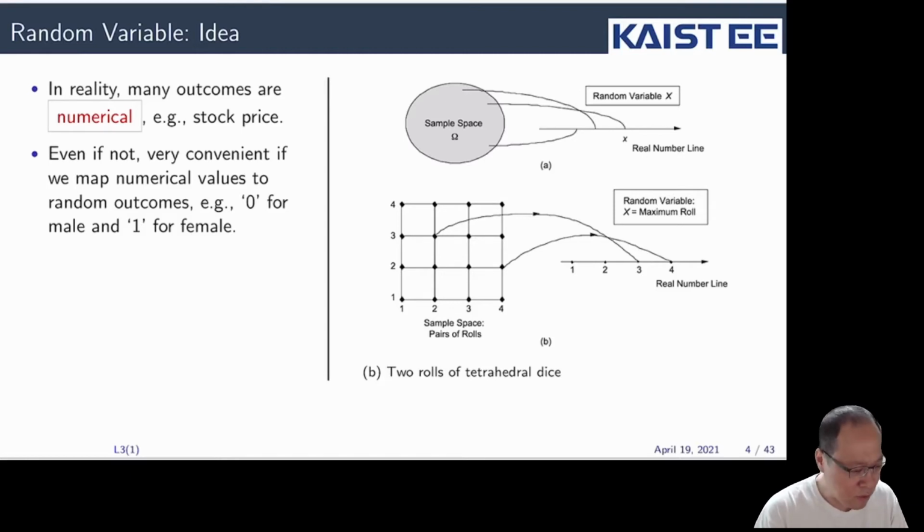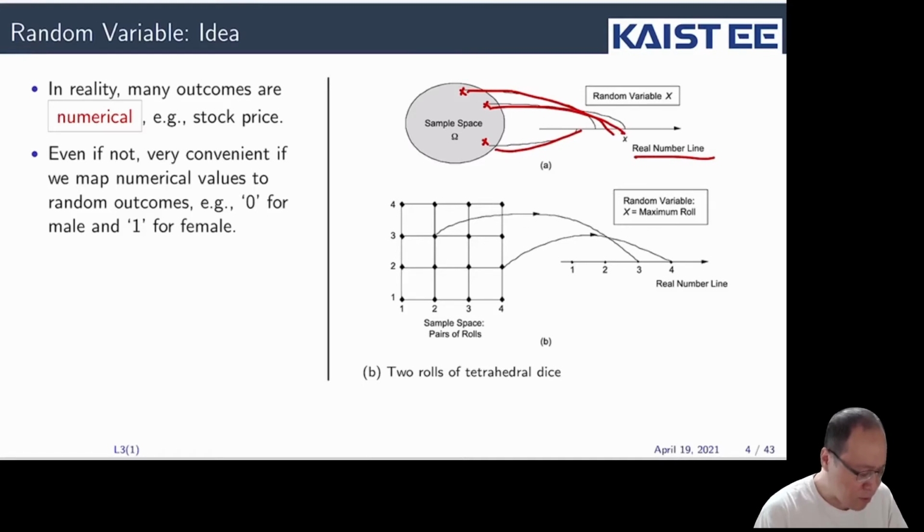So the idea is that we have each random outcome in the sample space. The sample space is basically the set of all random outcomes, and then we assign or map a numerical value to each outcome, for example, on the real number line. And that's the concept of the random variable.